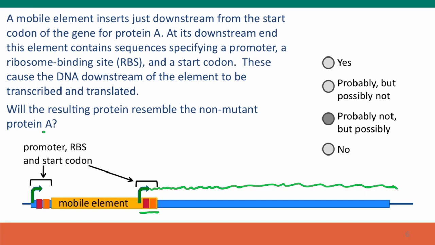And the answer is, well, it could, but it probably won't. Even though in this drawing, almost all of the gene for protein A is intact, and it's got a substitute promoter and binding site and start codon. But there's one problem, which is, what's the probability that we have the correct reading frame here? 2/3 of the time, by chance, we're going to have the wrong reading frame. And so we're going to produce a protein that does not resemble protein A.